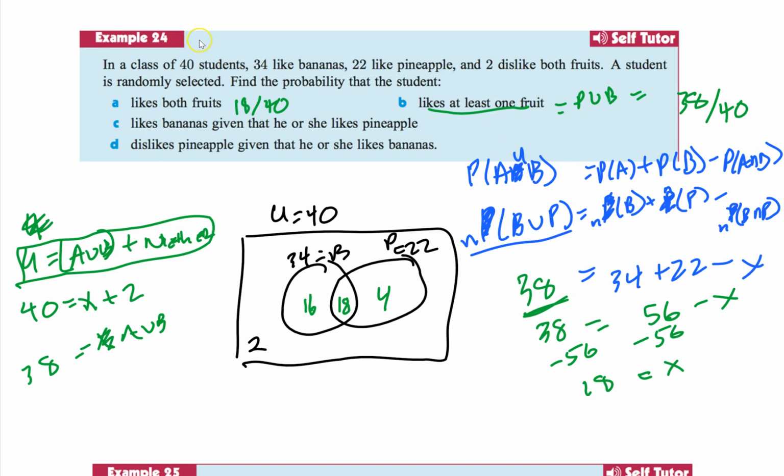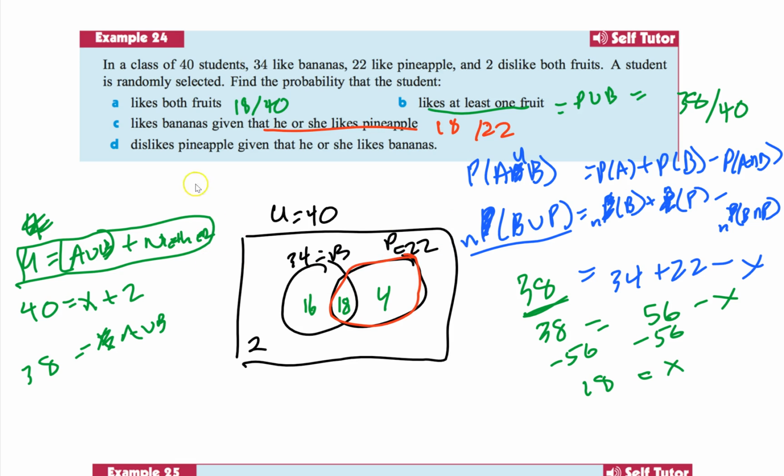Likes bananas, given that she likes pineapple. I would use the formula to show you, but I'm running out of space. So let's see. Likes banana, given that she likes pineapple. So you know you like pineapple. So you're in this little circle here. You like this for sure. What's the odds you like bananas? Well, 18 out of... Given that you like pineapples, right? Your world is now pineapples. 18 out of 22. Right? Your world is pineapples now. You know you like pineapples, so your odds are out of 22.